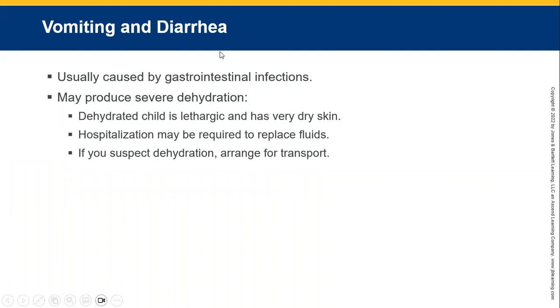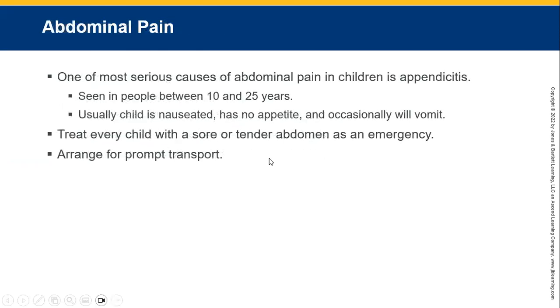All right, vomiting and diarrhea caused by gastrointestinal infections may produce severe dehydration. This can lead to hypovolemic shock and all other sorts of problems. Dehydrated children are lethargic and the skin is very dry. Hospitalization may be required to replace fluids with IV therapy. If you suspect dehydration, arrange rapid transport.